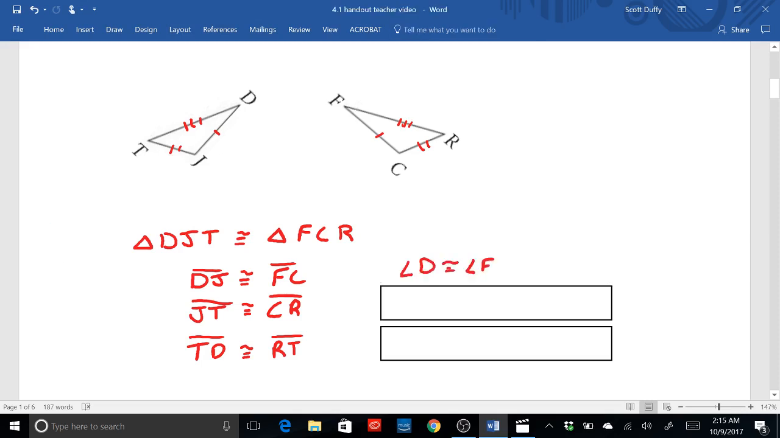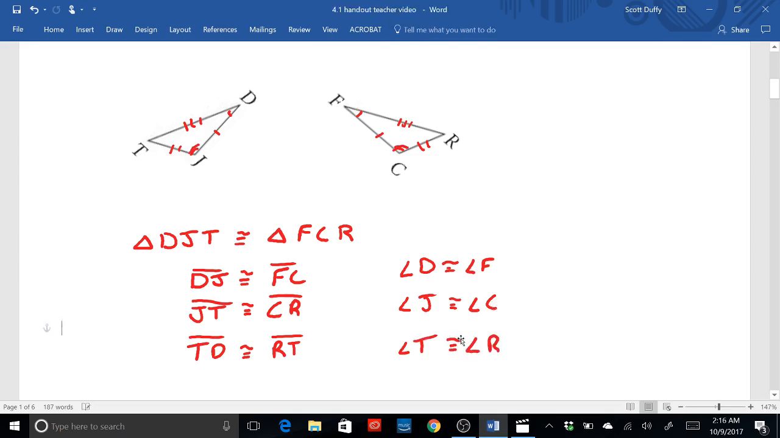Now I need my angle pairs. Angle D is equal to angle F, so I'll put a little arc in there. Angle J is equal to angle C, so I'll put 2 marks in there. And then angle T equals angle R, so 3 marks in there and 3 marks in there. Once I know I have 3 corresponding congruent side pairs and 3 congruent corresponding angle pairs, then I know that the whole triangle is congruent.